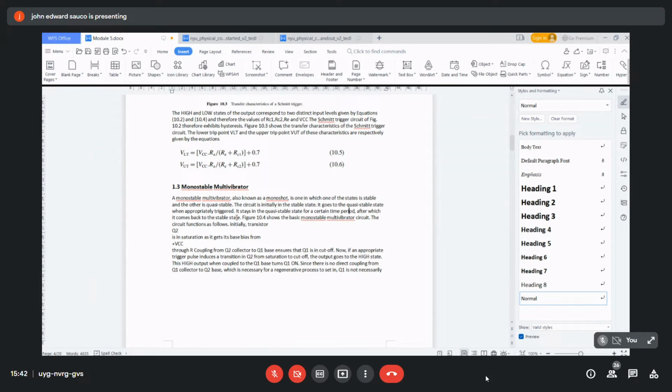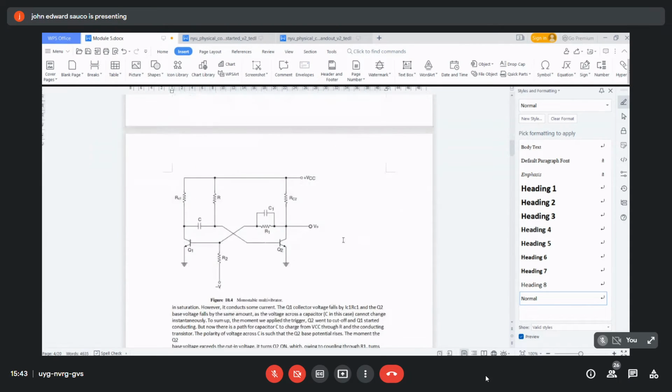So, kung si bistable is kapag nag-trigger, saka lilipat sa low, trigger na high, trigger low. Ito naman, isang trigger lang, lilipat siya sa quasi-stable, then a certain time period, babalik ulit siya sa stable. Kahit wala na tayong tinitrigger na signal. Kaya siya tinawag na monostable multi-vibrator. Okay? So, pakita ko yung kanyang circuit.